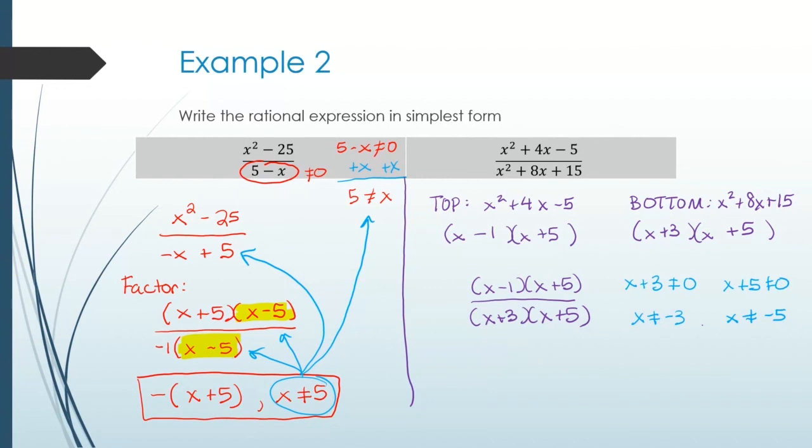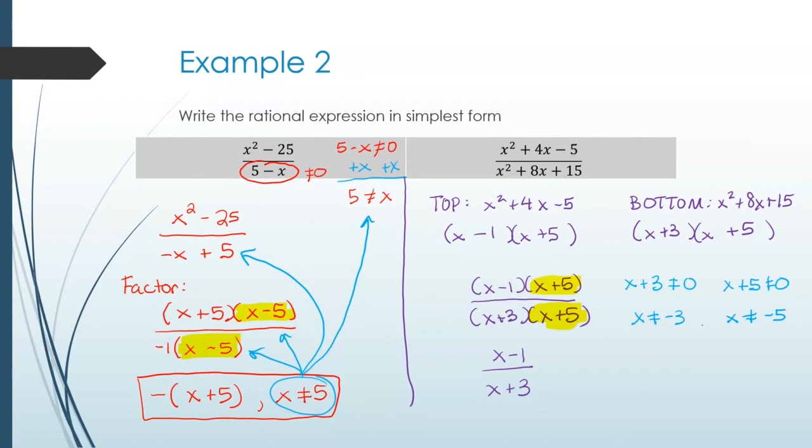So now that I've got that, now I'm going to start canceling. I'm going to see what cancels. And I can cancel out an x plus 5. So I have it on the top and on the bottom. So this would leave me with x minus 1 over x plus 3. Now, -3 is still not allowed because I have x plus 3. That is still there, so I don't have to write that part of the domain again because it's still in my expression when I ended.